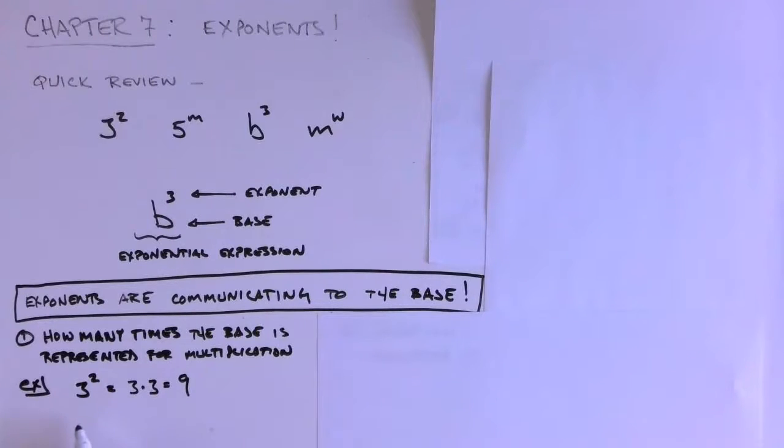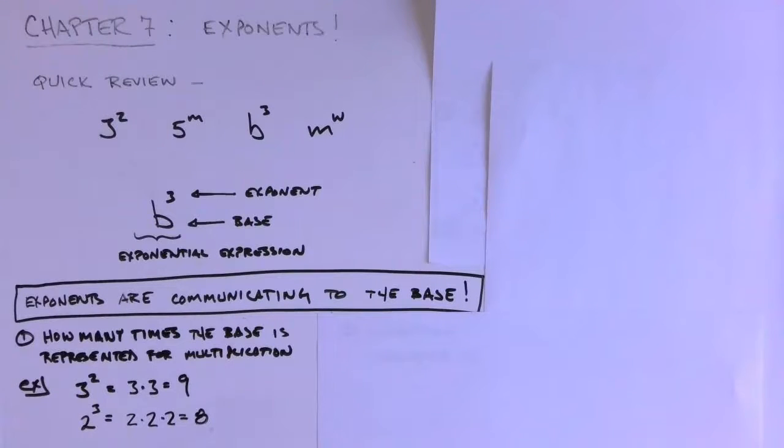Just another quick example, we could reverse that and say, what about 2 to the third power? We'd say, well, the 3 is communicating to the base, multiply yourself 3 times, or represent yourself 3 times in multiplication. So 2 times 2 times 2, and we would get 8. These are the basics that you should know from prior classes.